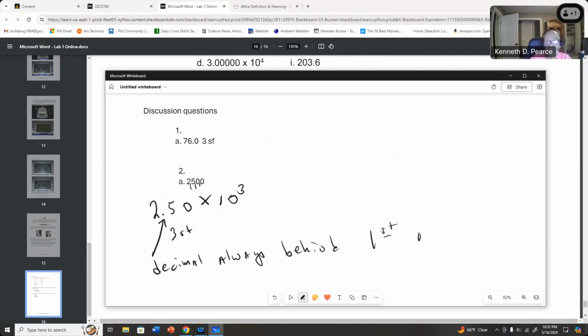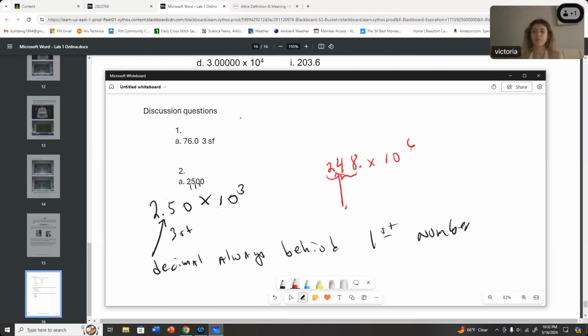Okay. I've seen people write out things like this, which is, let me change colors here. I've seen people do this, which is they'll give me an answer of like 248 times 10 to the 6th. Okay, how many sig figs is this? It's 3, sure enough. But where's the decimal? You know, it should be right there. Okay, seen people do that.